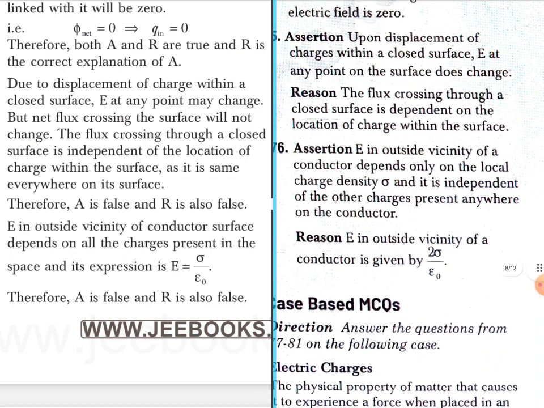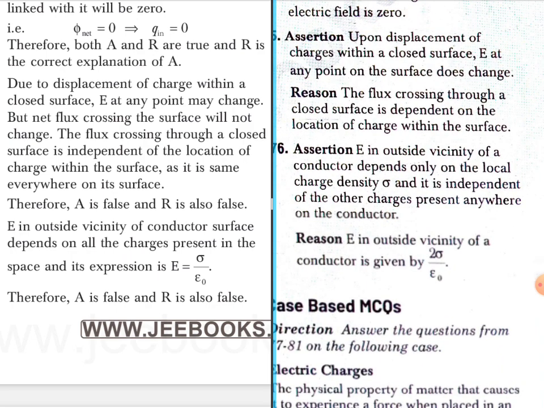And the assertion: E in the outside vicinity of a conductor depends only on the local surface charge density and is independent of the other charge present anywhere in the conductor.